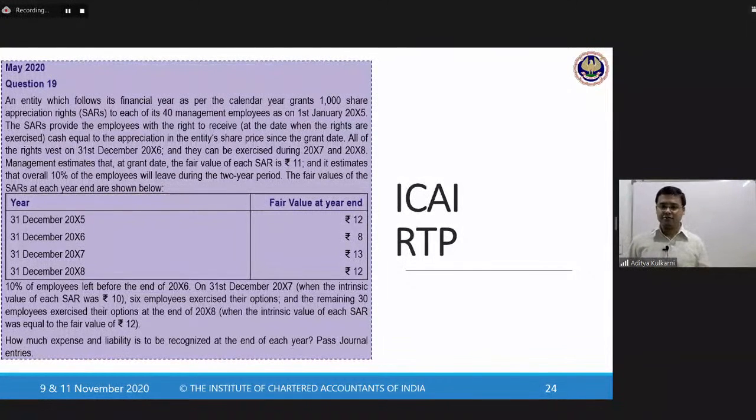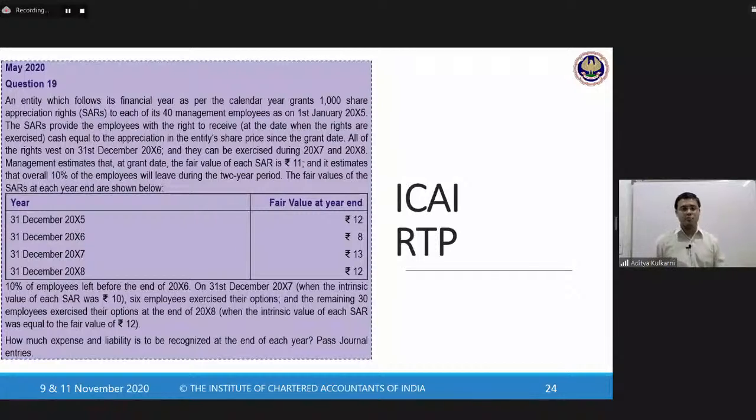31st December X5, rupees 12. This is the vesting period. 31st December X6, rupees 8. This is again the vesting period. 31st December X7, vesting period is over. This is the exercising period. 31st December X8, it is 12. This is vesting period over, exercise period. 10% of employees left before the end of X6.